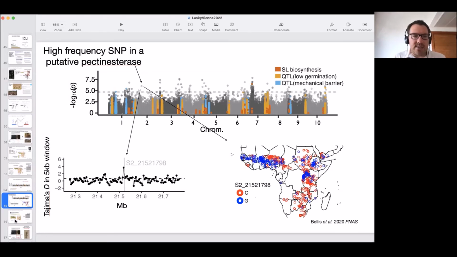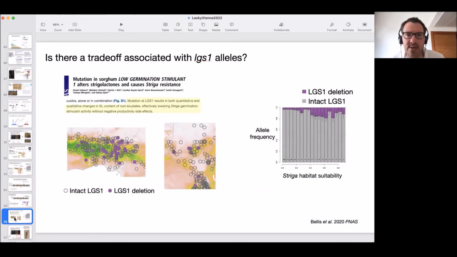Now, I want to get back to that reverse ecological genetics approach, starting with that known functional variation at LGS1. One of the things that came out in the initial paper that characterized this locus was that the authors conclude that it results in quantitative and qualitative changes in the strigolactones, which are those hormones that stimulate Striga germination, lowering the Striga germination without negative productivity side effects.